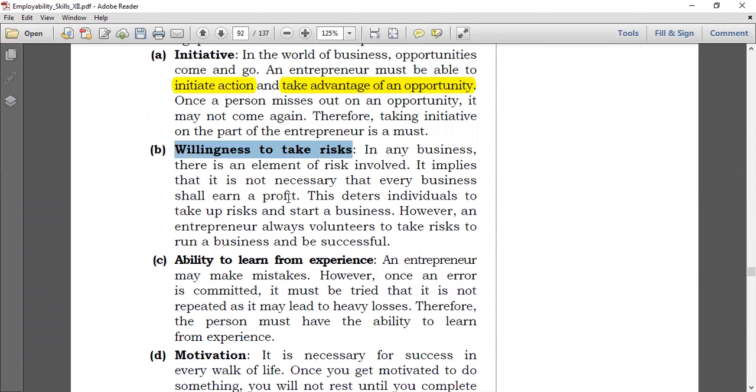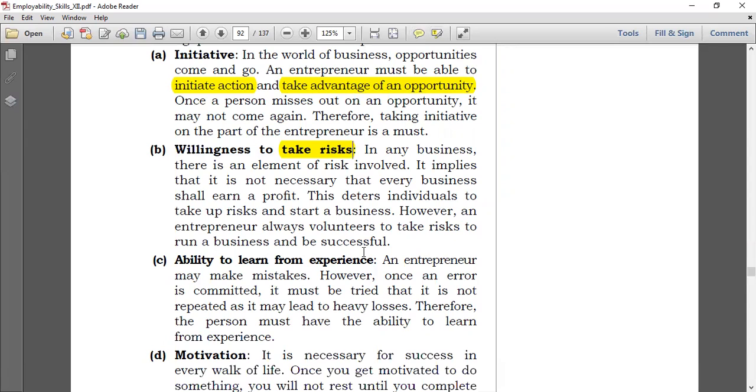Then, ability to learn from experience. This is also a very important aspect, because psychologically, people tend to go for suicide if their business is going down. ये चीज़ नहीं होनी चाहिए. Always try to learn from the bad experiences or good experiences you have in your life, right?